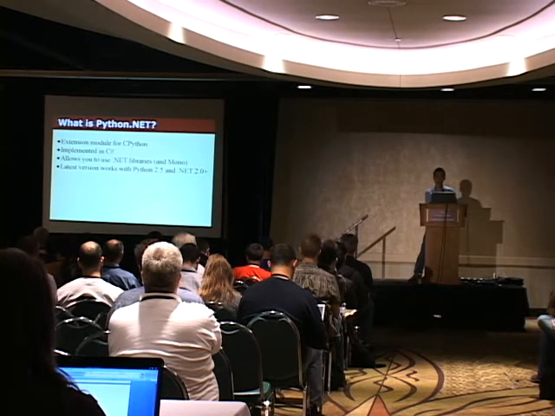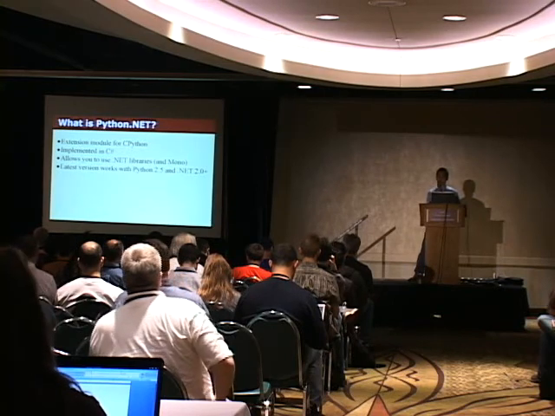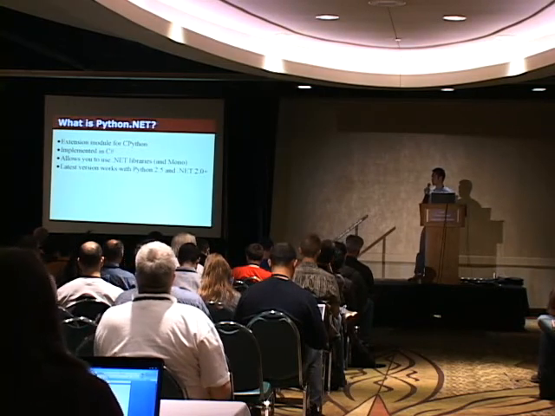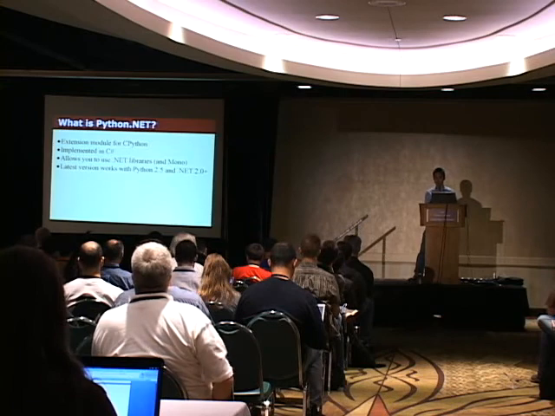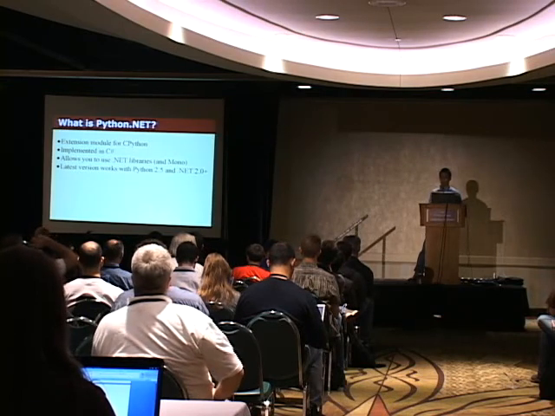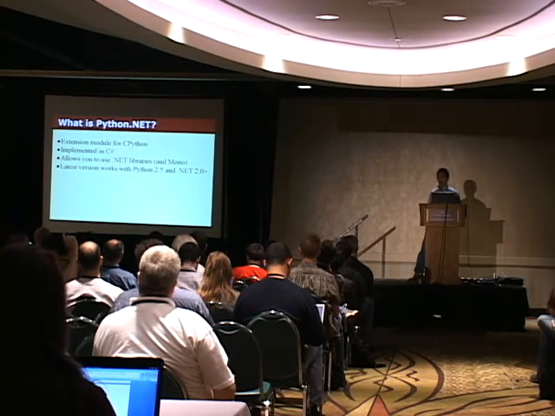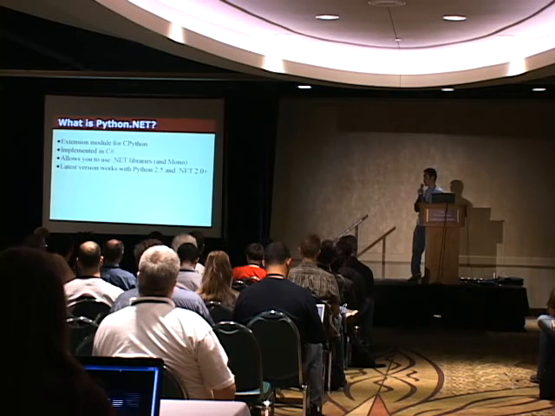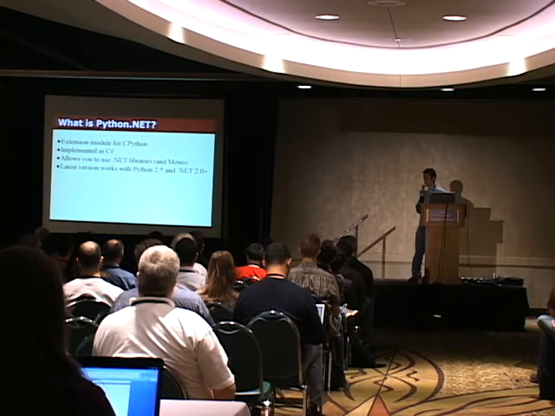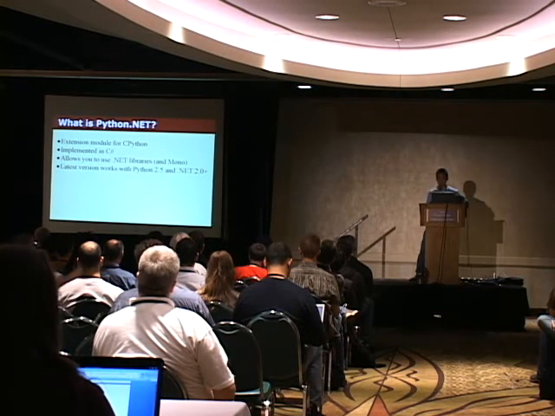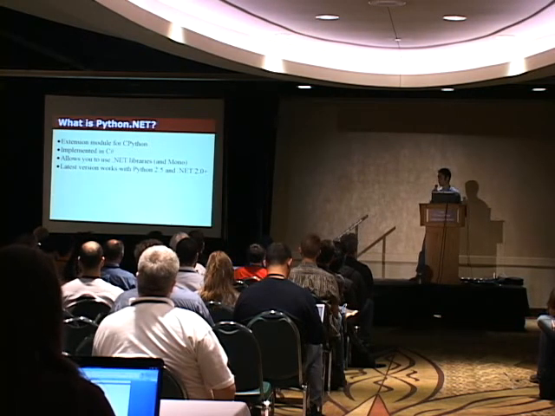First of all, what is Python.NET? It's not too complicated. It's basically just an extension module for CPython. And its primary goal is to just let you use the .NET libraries inside of Python. And when I say .NET, I actually also mean Mono, which is the open source version of .NET. One of the things that's a little odd about it is it's an extension module, but it's implemented in C#, not in C and C++.